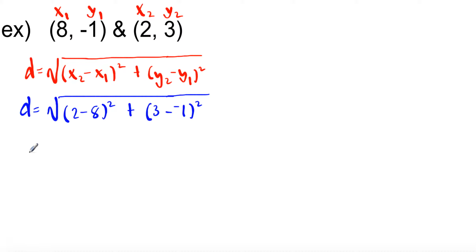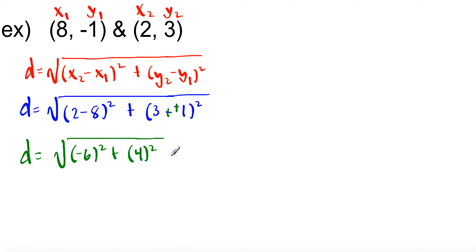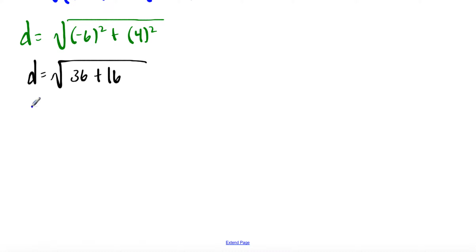Order of operations, we have to work inside the radical and inside the parentheses. Inside the parentheses, we've got 2 minus 8, which is negative 6 squared, plus, minus a negative makes that a positive, 3 plus 1 is 4 squared. And now we're ready to do our exponents. Anytime you square a number, it's always positive. Negative 6 squared is 36, plus 4 squared is 16. We're going to add those two together. 36 plus 16 gives me the square root of 52.